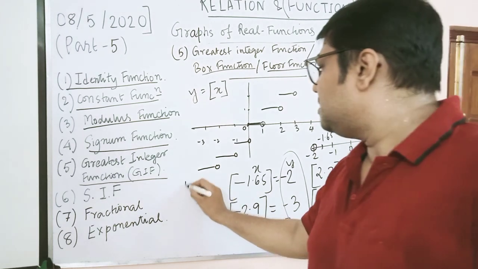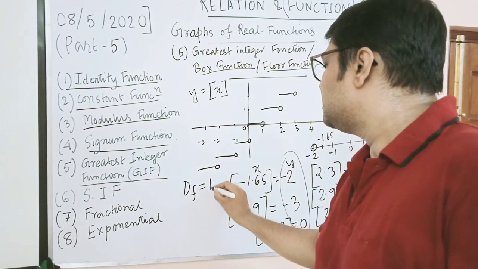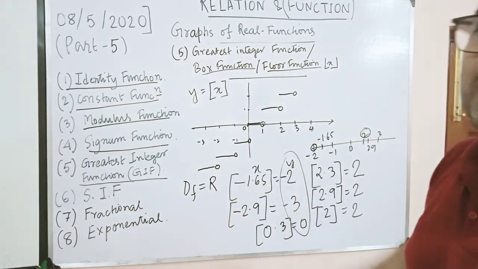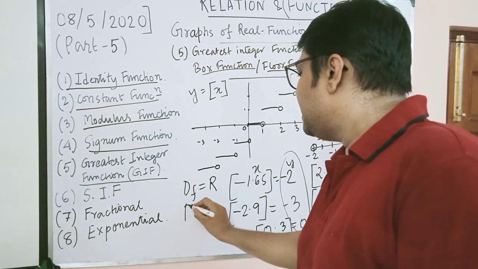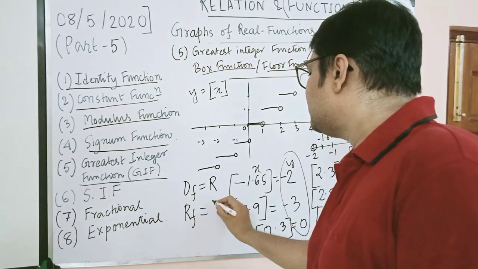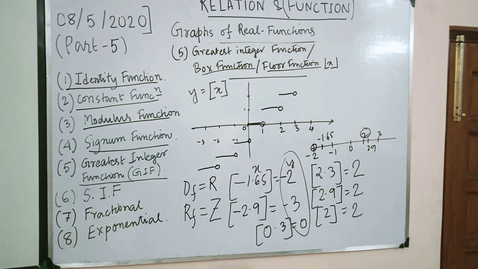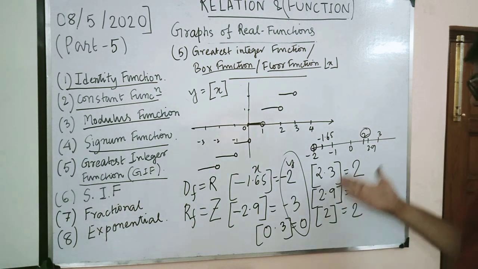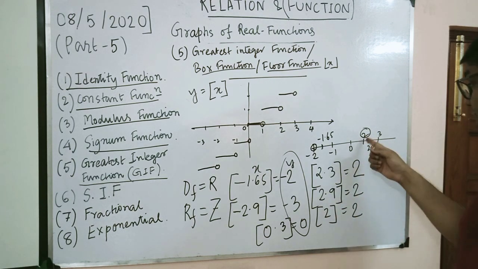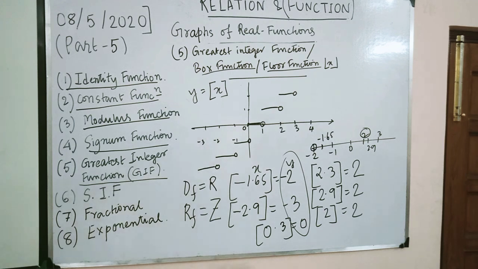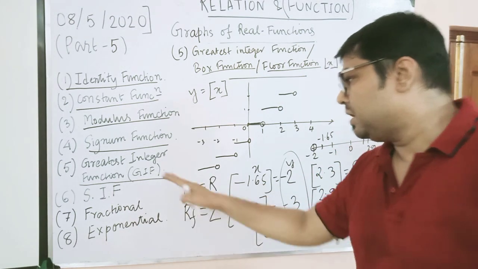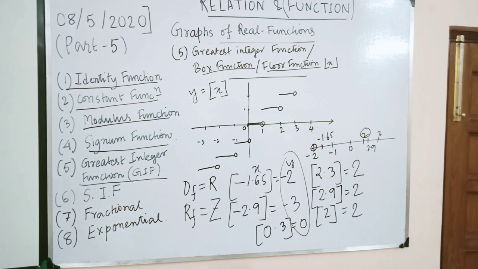So when you write the domain, it becomes R. You can put any real values for x and the range of this will become integers. That means you can write capital Z over here. So this is a kind of box function or a floor function where any real values can be put, and I told you the secret that you always consider the left hand side integer. In that way it will be very correct. So in the next part we will cover the smallest integer function and the other graphs whichever possible. Thank you.